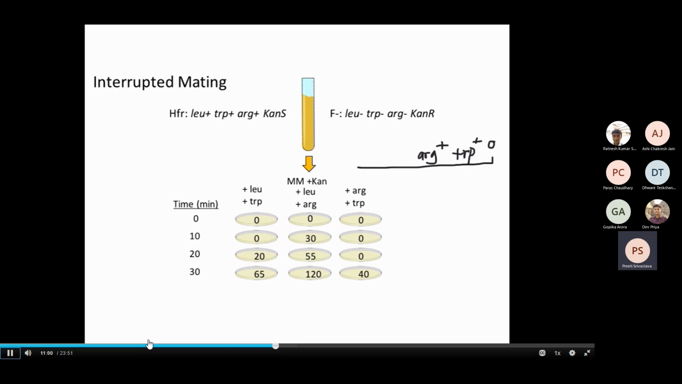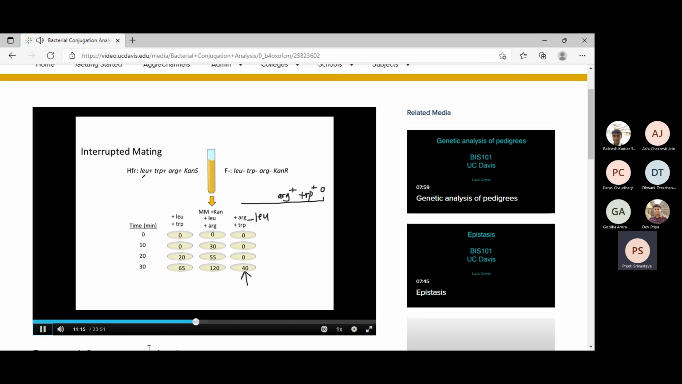Now if we let a little bit more time go by, and 30 minutes after mixing these cells, we take another sample and plate it out under these different conditions, we now see that we have cells able to grow in the absence of leucine. That tells us then that of these three, leucine was the last prototrophic marker to transfer over during conjugation. So leucine is the furthest from the F factor origin. So by analyzing this interrupted mating data, we were able to deduce the order of these three markers in relation to the fertility factor origin in the bacterial chromosome of the HFR strain.